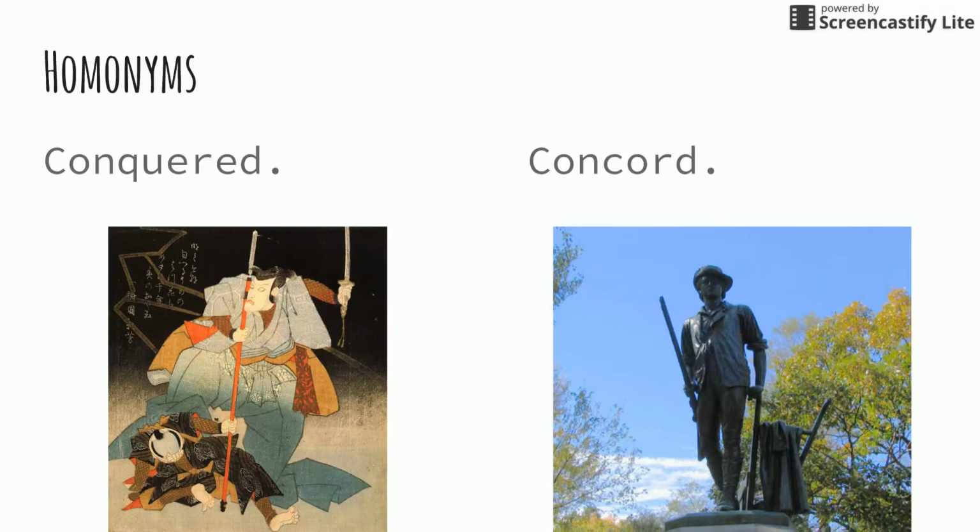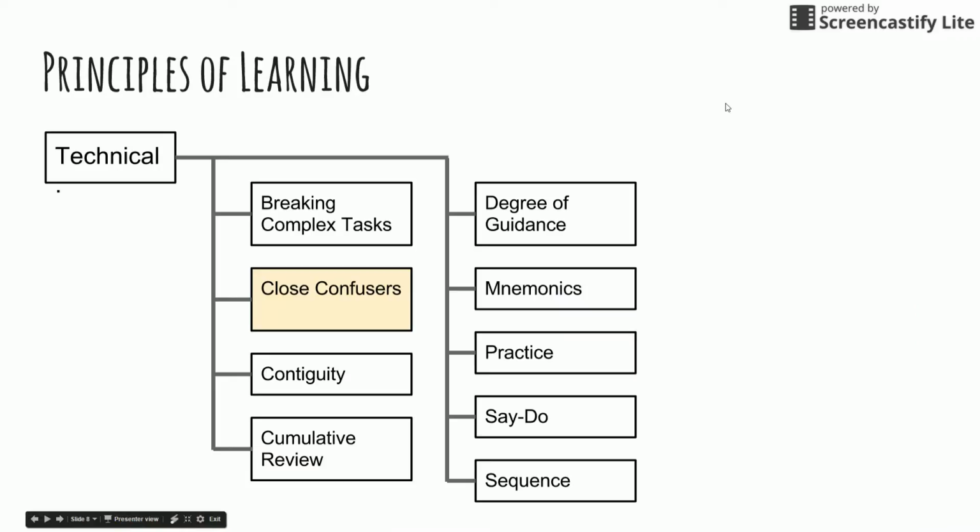So, under the principles of learning that are outlined in Saphier, close confusers fall under the technical category, alongside other examples like mnemonics, practice, and degree of guidance. But it's a little unusual as a principle of learning in the fact that it's problematic. Close confusers can be a tool for more advanced instruction, but at more basic levels, they can lead learners astray.